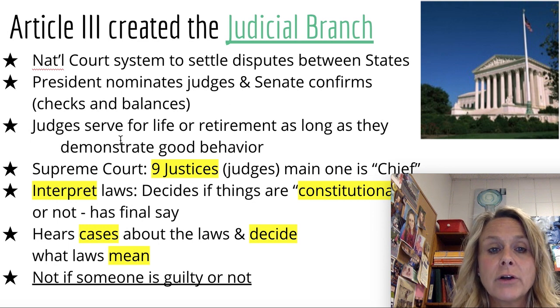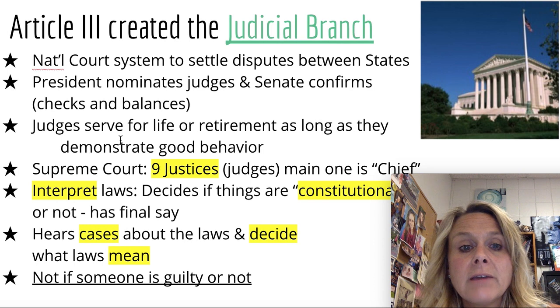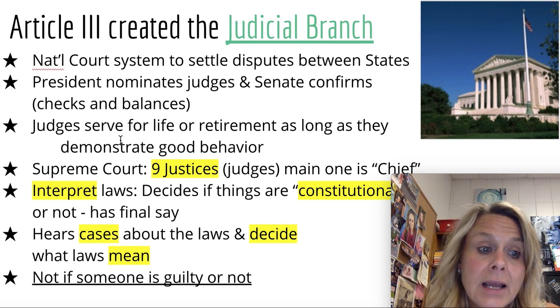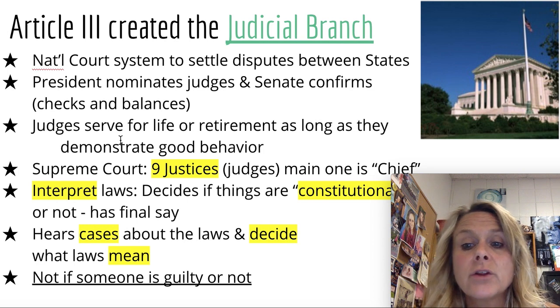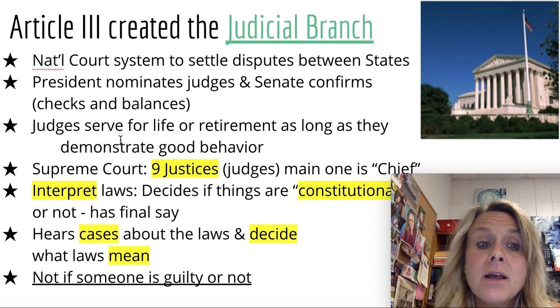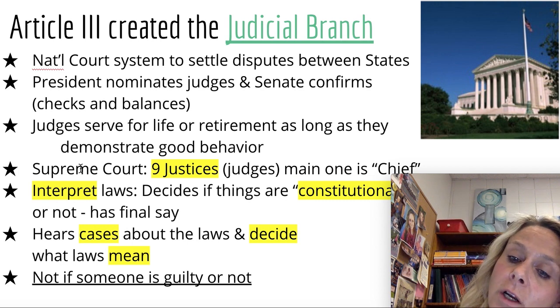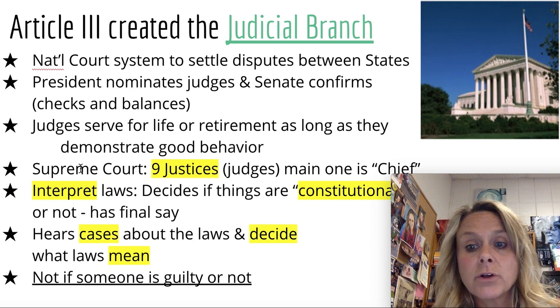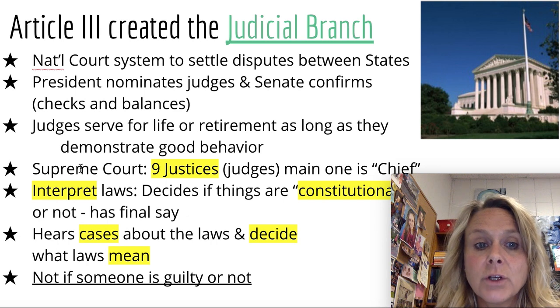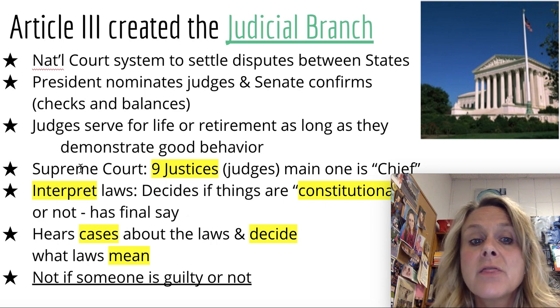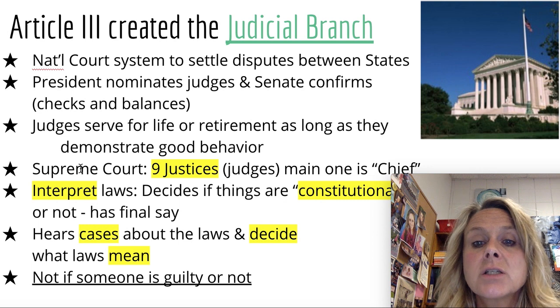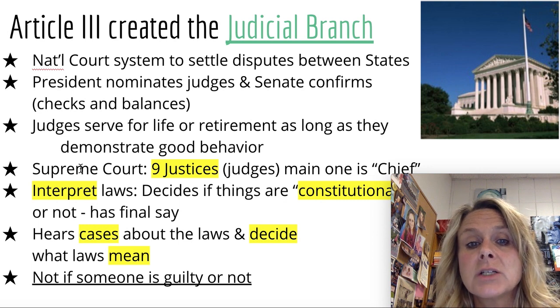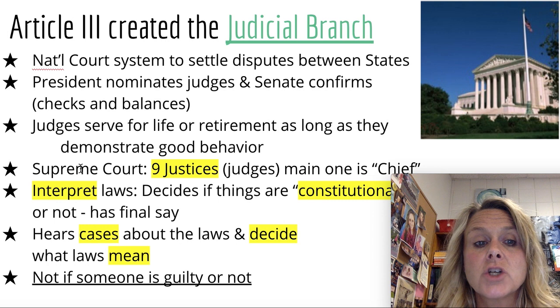A judge, a federal judge or a Supreme Court justice serve for life or until they retire. So if they die, then they have to be replaced. If they retire, they have to be replaced. If they are naughty, then they can be impeached and removed from office. That's never happened. On the top court, the Supreme Court, there are 9 justices. That's an odd number so that when they're hearing cases, they can have an actual majority. The main one is the Chief Justice of the Supreme Court. That currently is John Roberts. The word justice means a judge.